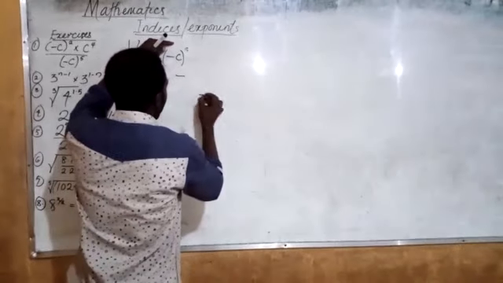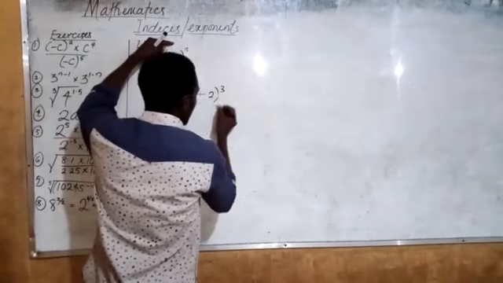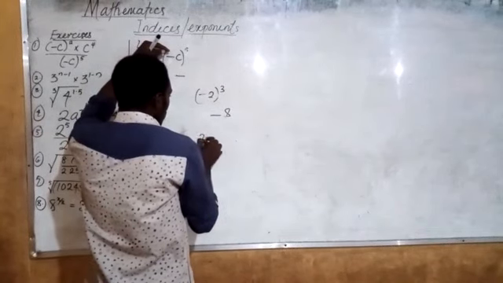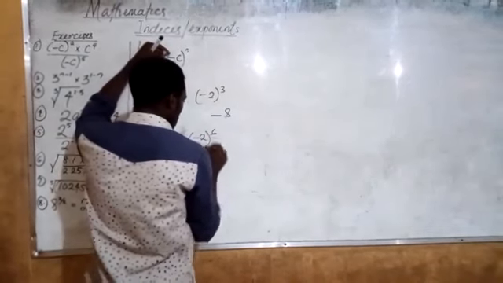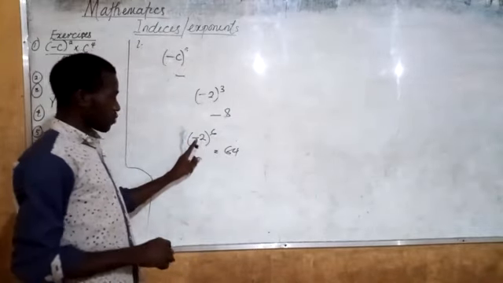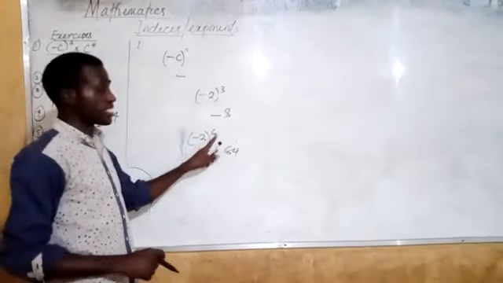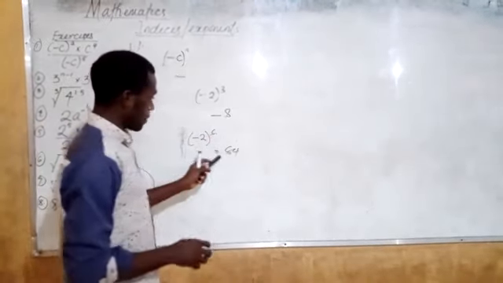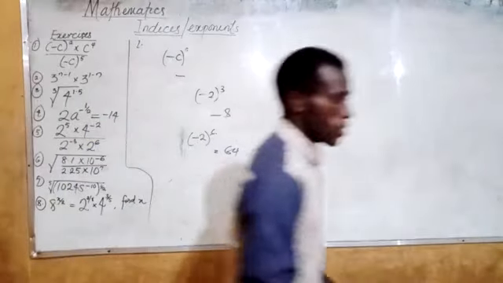If I have, for example, minus 2 raised to the power 3, it's going to eventually give me minus 8. But if I have minus 2 raised to the power 6, it's going to give me at the end of the day 64. You see that? Because this power, this index, is even, I get a positive answer. Alright?